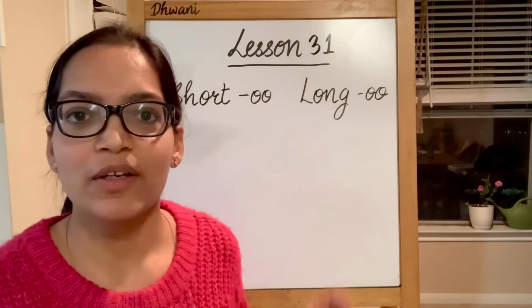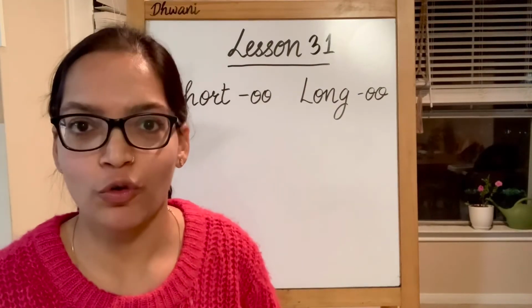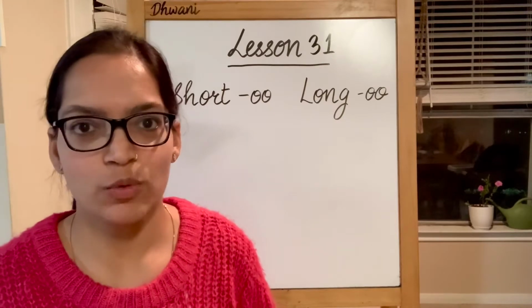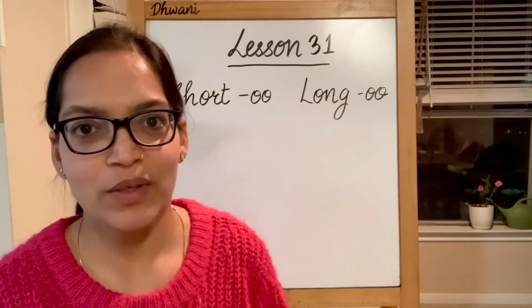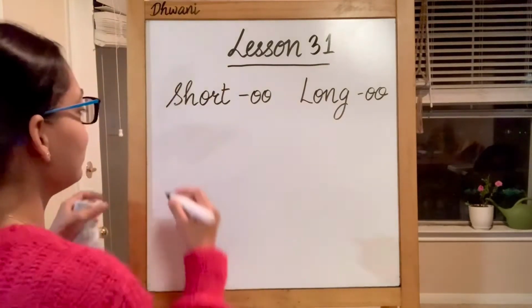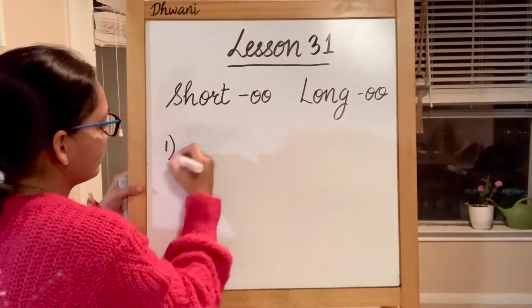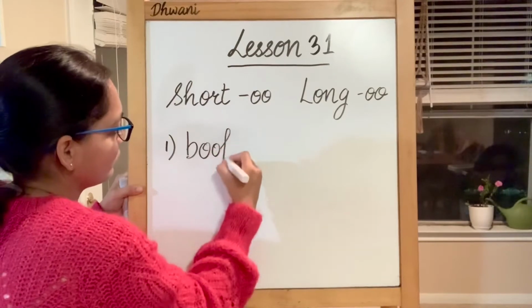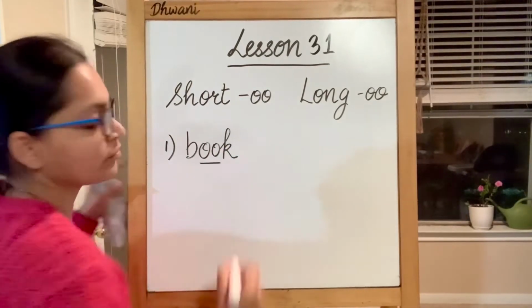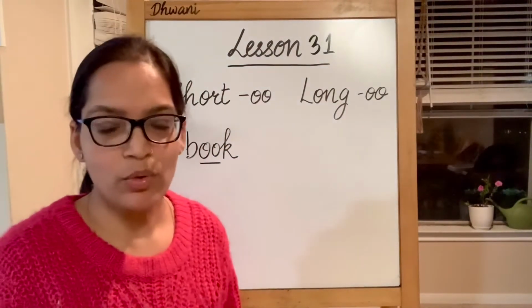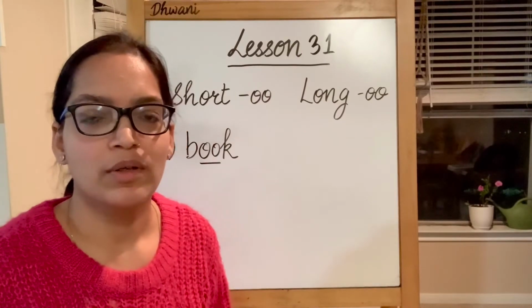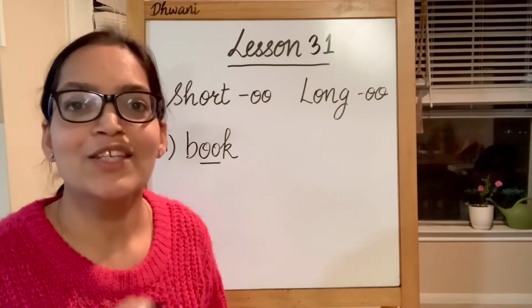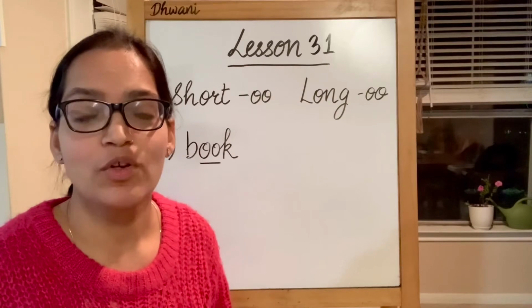Now let's cover the words which have short OO, and we come across these words very often. The first one is book. It has double O and it produces a sound of O. Book. Soft, easy sound. Book.